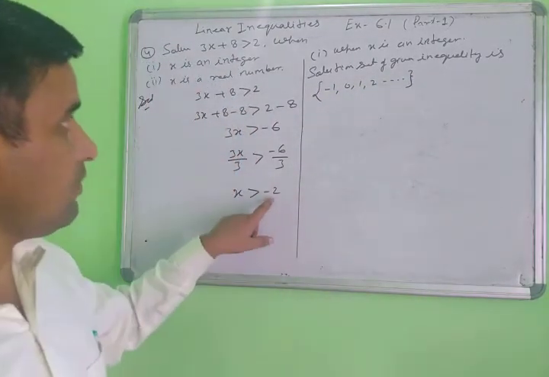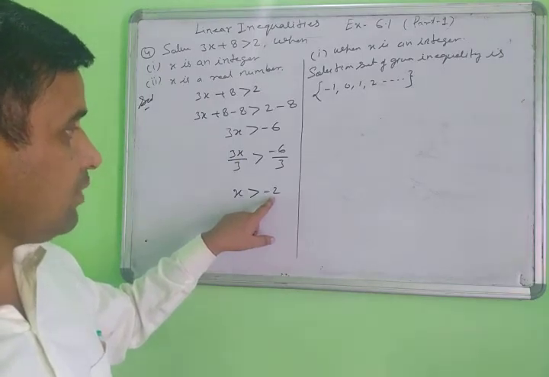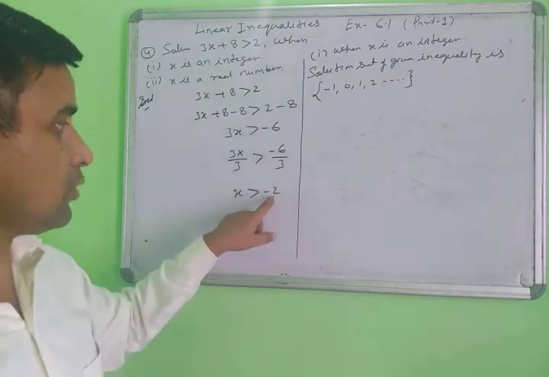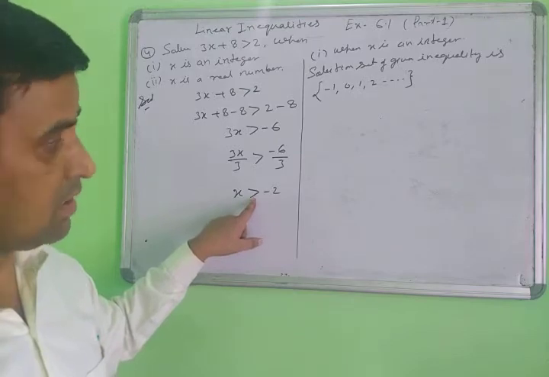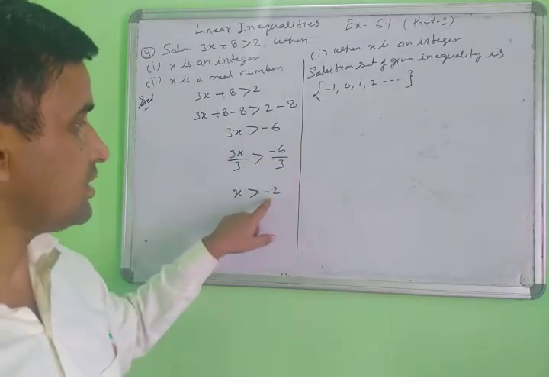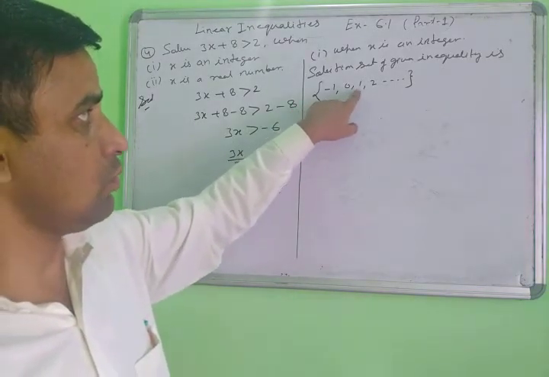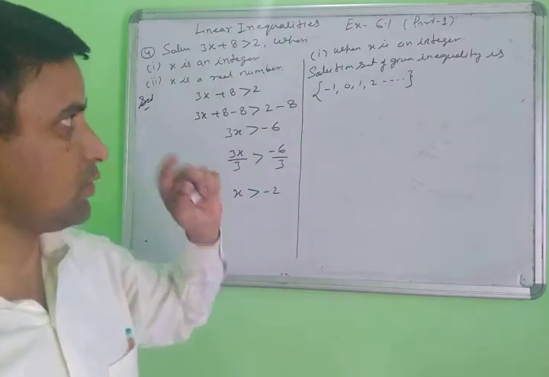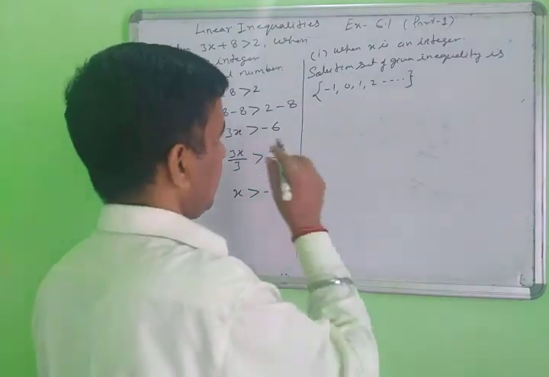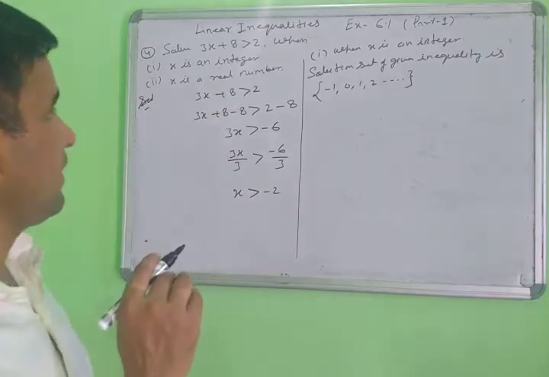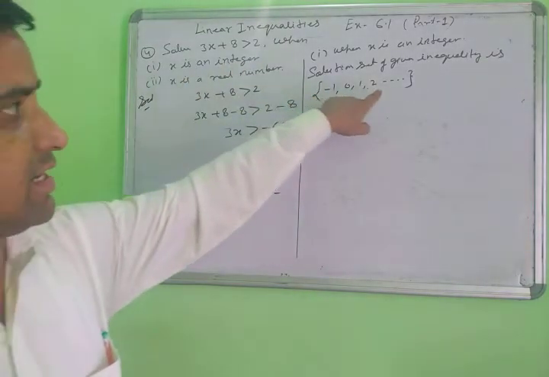Means the minimum value is minus 1. Minus 2 is not included here, only the greater than symbol. Greater than minus 2 means minus 1, 0, 1, 2, and so on. So you can write it in this way, because you are dealing with integers.